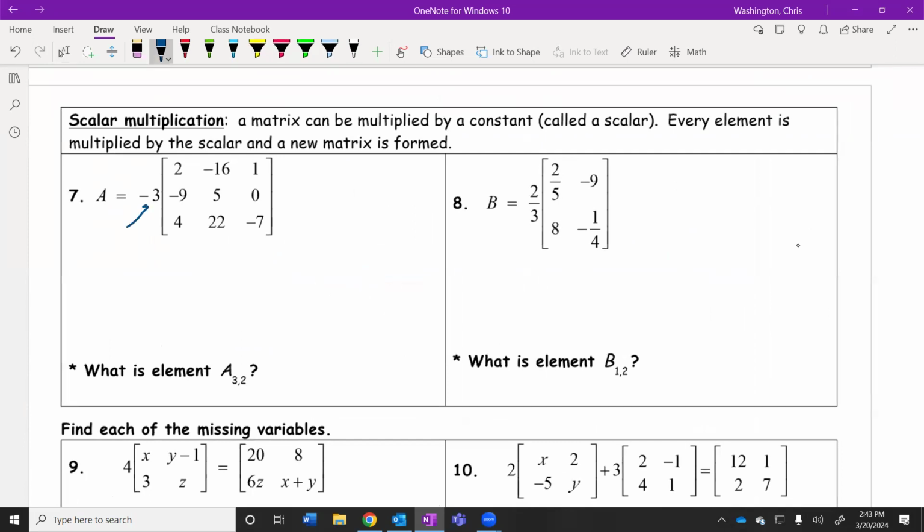This -3 outside is going to be our scalar. And we're multiplying that by this matrix. And how might we multiply that? You can think about this kind of like the distributive property.